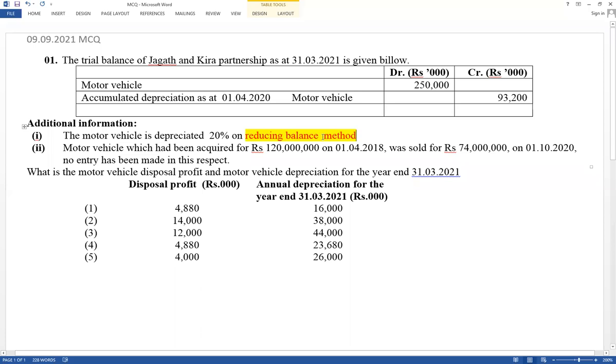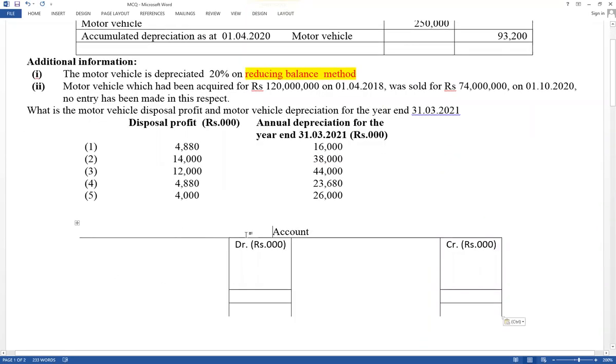Normally, when we are going to record a disposal adjustment, you have to prepare 5 ledger accounts. Motor vehicle account, disposal account, cash account, and depreciation expense account as well as accumulated depreciation account. Therefore, from the beginning, prepare the ledger accounts. This is ledger accounts. Motor vehicle account and disposal account as well as cash account, depreciation expense account, accumulated depreciation account. This is a motor vehicle account. Motor vehicle.